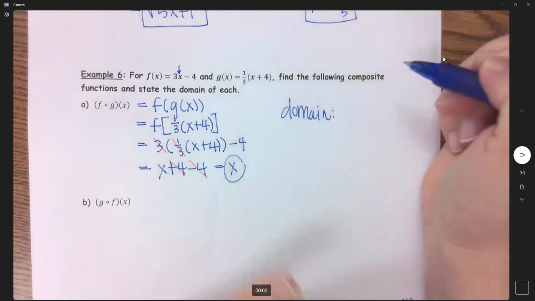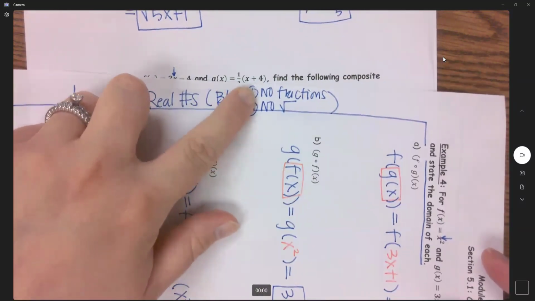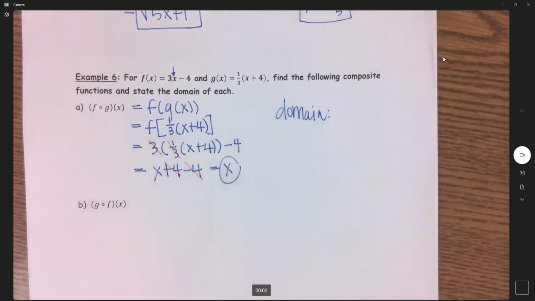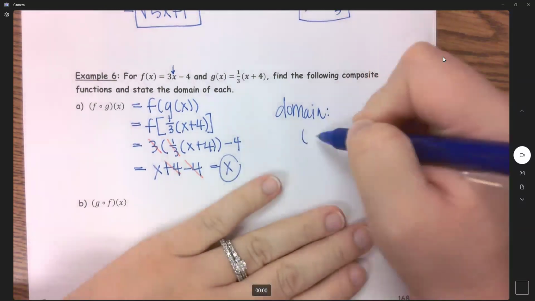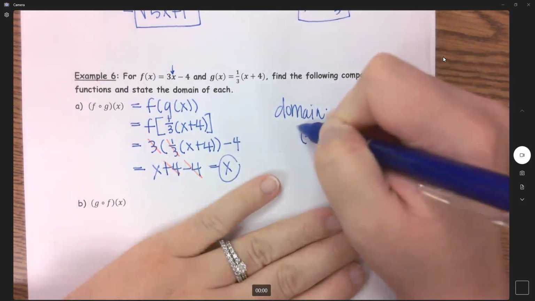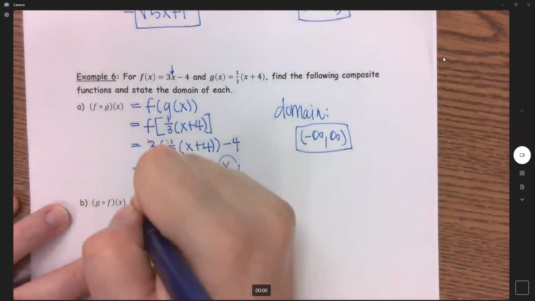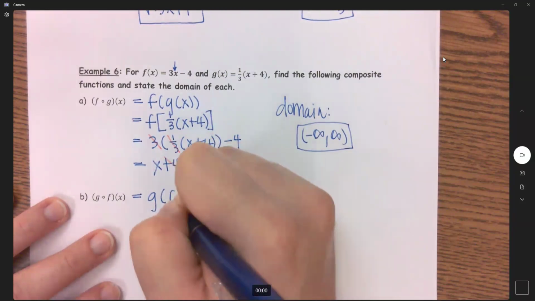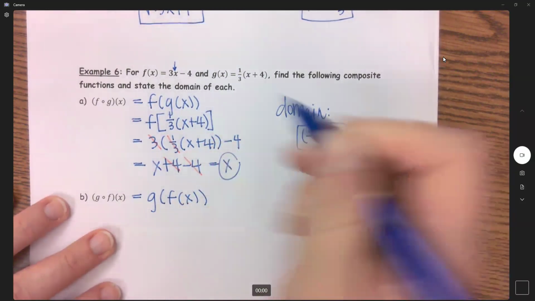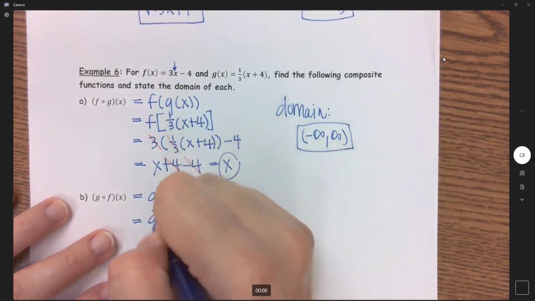So what is my domain here? Well, if it is just x, we have no fractions and no radicals. So my domain then is all real numbers, negative infinity to infinity. Let's do this one. We have g composed of f of x, which is g of f of x. Replace the inside first. So f of x is 3x plus 4. Nope, 3x minus 4.